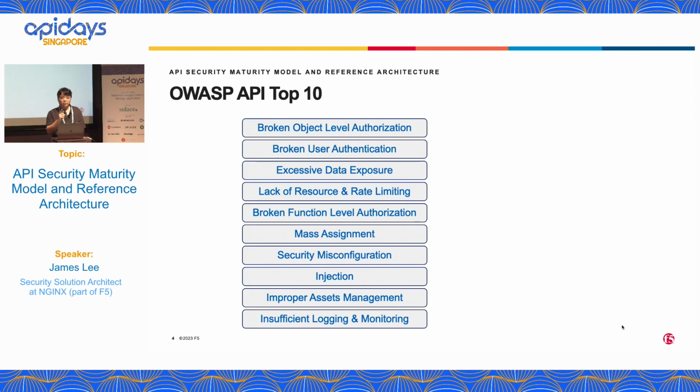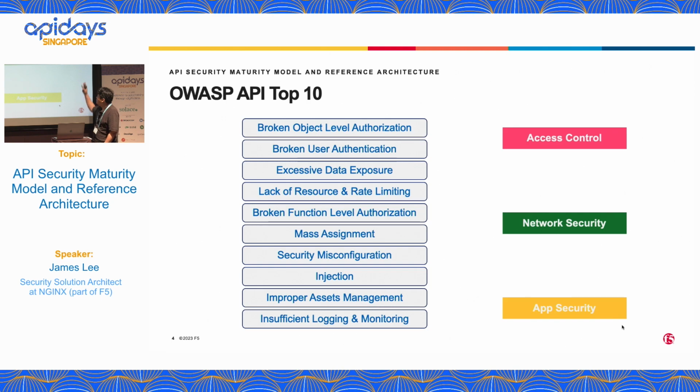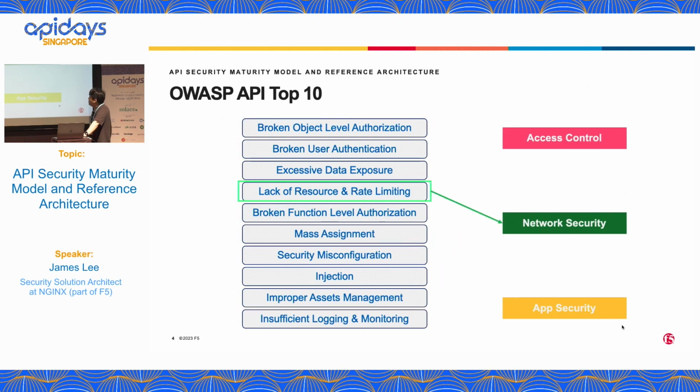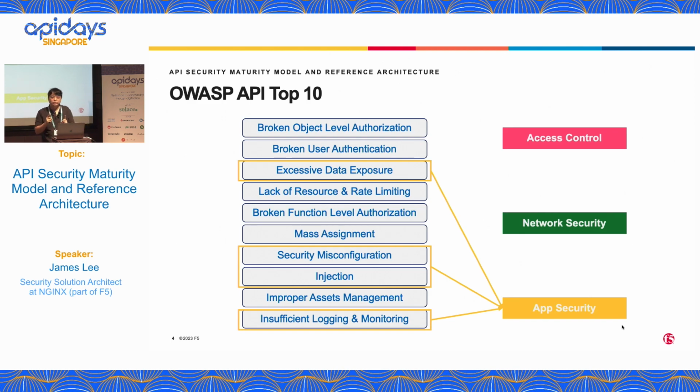We actually can categorize the top 10 vulnerabilities as front access control, network security, and application security. Five of the vulnerabilities can be categorized under access control. One vulnerability can be categorized under network security. And four vulnerabilities can be categorized under application security. What I want to say in this slide is, you need to have a clear understanding, clear definition.